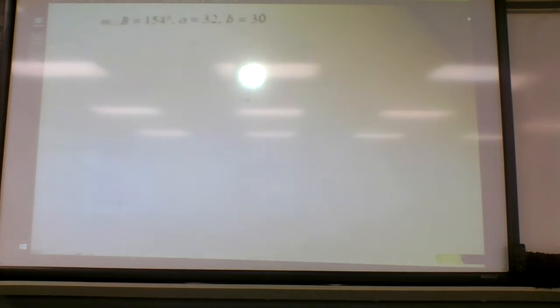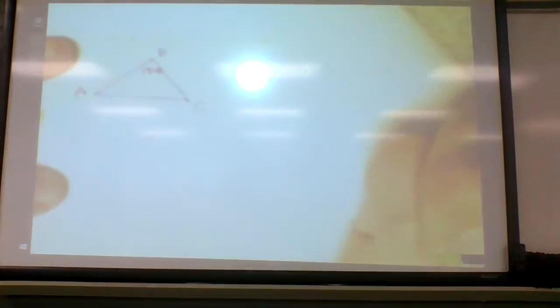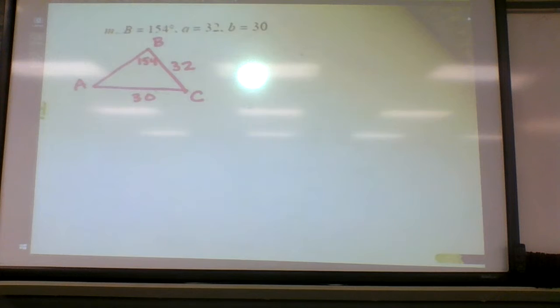All right, so let's check out this one. Measure of angle B. We have side A and side B. So we'll go ahead and draw ourselves a triangle. A, B, and C. 154, 32 and 30. So this is still an angle side situation. It's just turned slightly, instead of having A, we have B now.